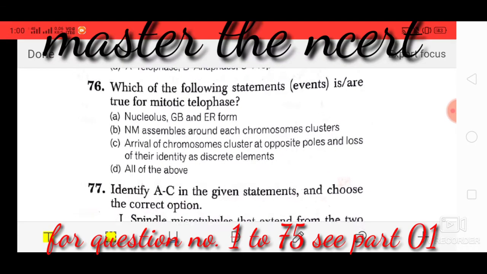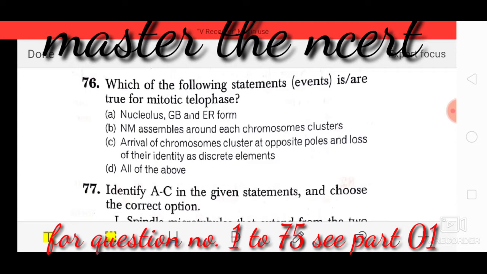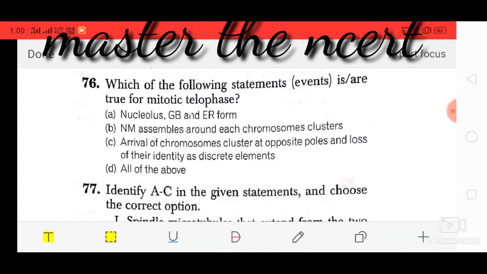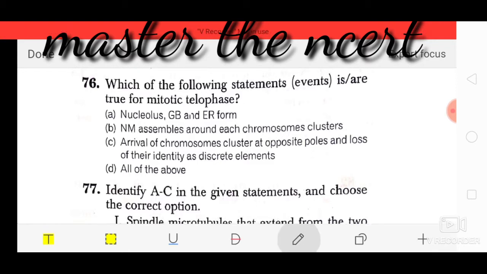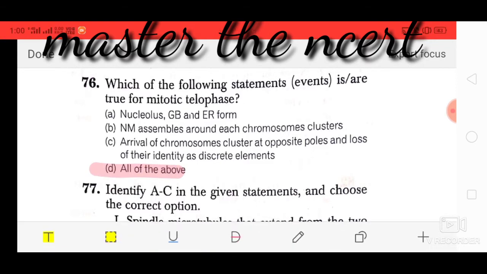The following statement is or are true for mitotic telophase, and the options are: nucleus, Golgi body and ER forms; NM, that is nuclear membrane, assembles around each chromosome cluster; arrival of chromosome clusters at the opposite pole and loss of their identity as discrete elements; and option D is all of the above. And the correct answer of this question is option number D, that is all of the above. All the above statements are correct.